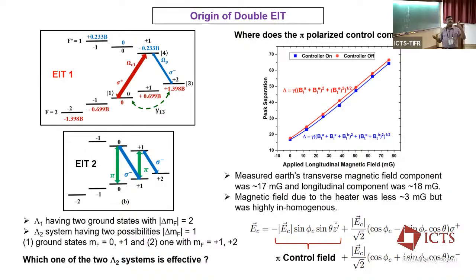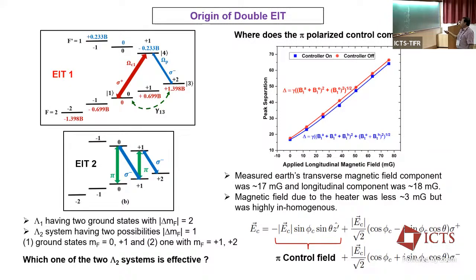The only inhomogeneity is your Earth's magnetic field, and your heater, whether the heater's magnetic field is magnetic or not. From this plot and fitting, we understood that the Earth's transverse magnetic field is 17 milligauss and the longitudinal component is 18 milligauss, almost the same strength, with the controller on. Controller off means the temperature controller is off.